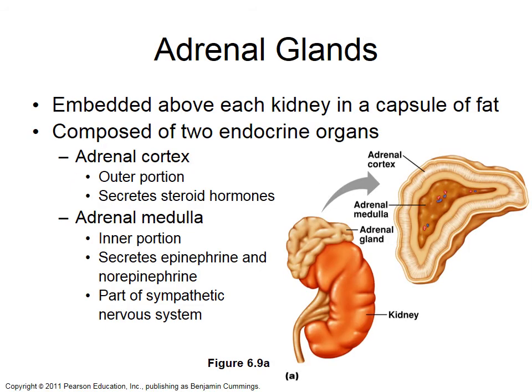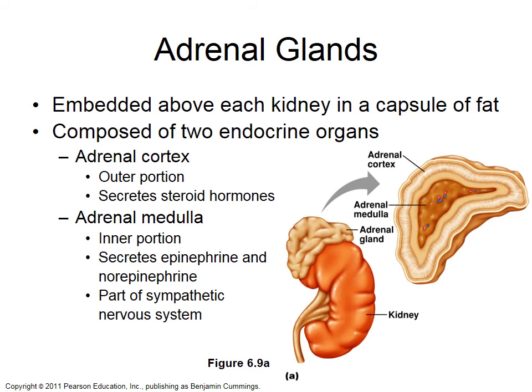On to the next endocrine organ. We're going to talk about the adrenal glands. We already talked about the adrenal medulla. It's considered a modified ganglion of the sympathetic nervous system and releases epinephrine and norepinephrine.